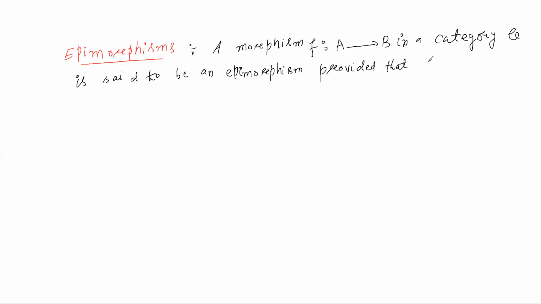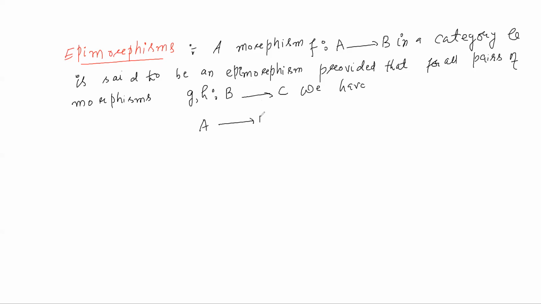for all pairs of morphisms G and H from B to C, some other object C, where C is a C object, we have, so A to B you have F, and B to some other object C you have a pair of morphisms G and H, such that suppose you have G composition F equals H composition F, it should imply that G is H.